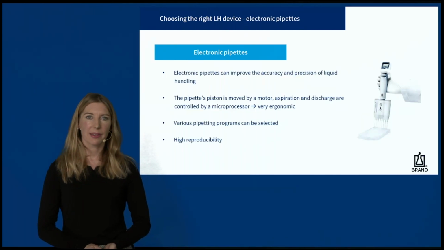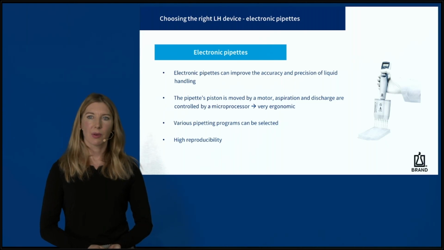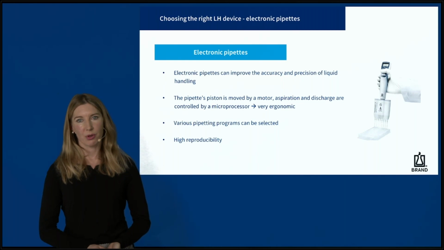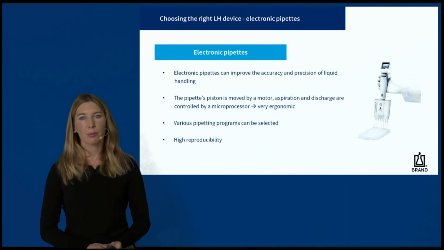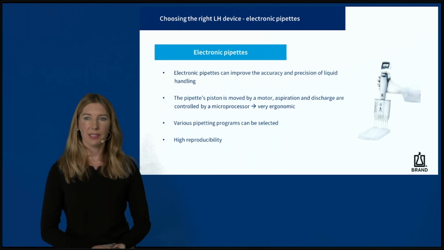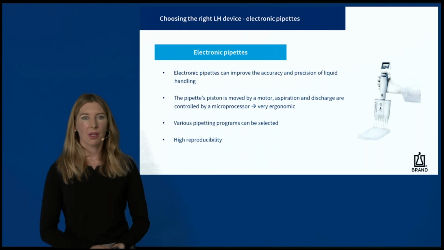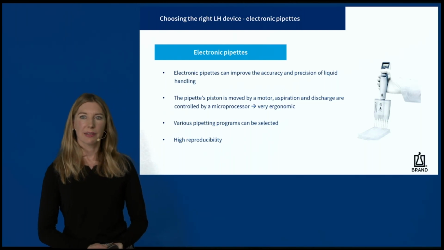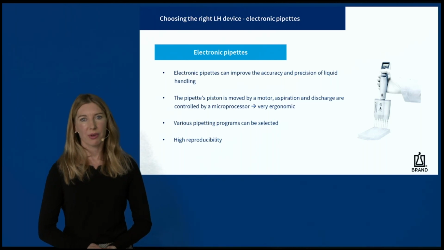Electronic pipettes can improve the accuracy and precision of liquid handling because they dispense precise volumes of reagents and are less prone to human errors. The combination of motor-controlled pipettes and ergonomic design enables stress-free, fatigue-free operation. It also reduces the demands on the thumb while carrying out lengthy series, which would otherwise increase the risk of repetitive strain injury syndrome.